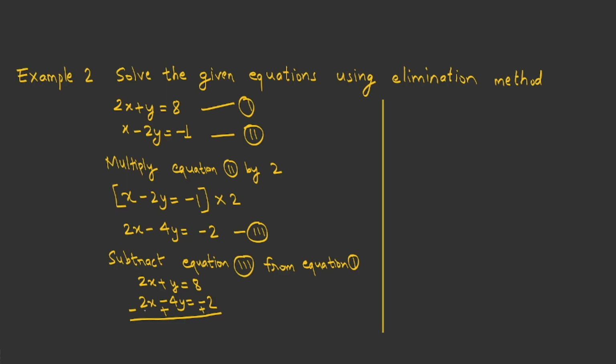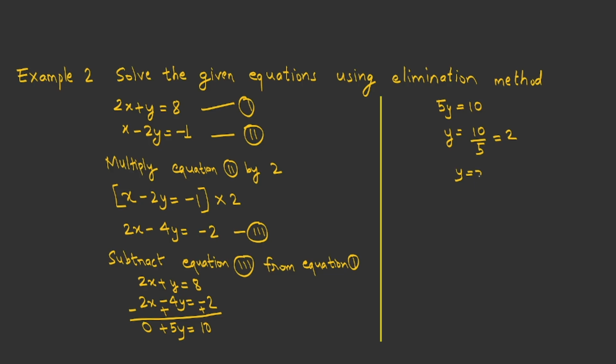So 2x minus 2x will give you 0. Plus y and plus 4y will give you plus 5y. And 8 plus 2 will give you 10. So here you have 5y is equals to 10. अब y की वैल्यू निकालने के लिए हमें 5 को ट्रांसफर करना पड़ेगा. So it will become 10 by 5 and that will be 2. So we have got value of y equals to 2.